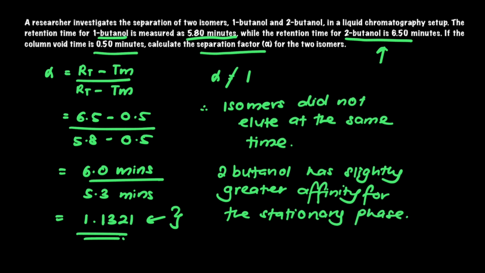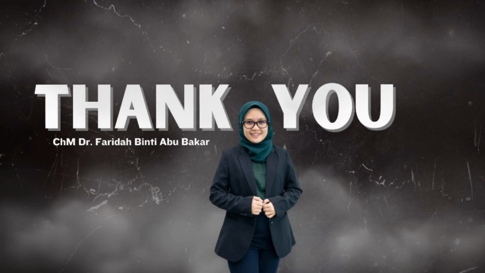Alright, so as long as you see that your alpha is bigger than 1, it means that the isomers did not elute at the same time, and then you need to check back which one of them has higher retention time. So it means that that particular isomer will have higher affinity to the stationary phase. Right, so this is the answer for this question.